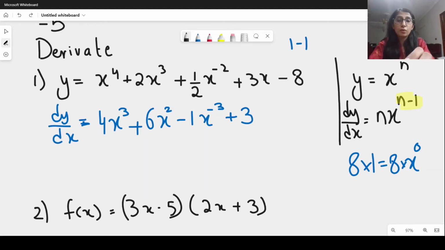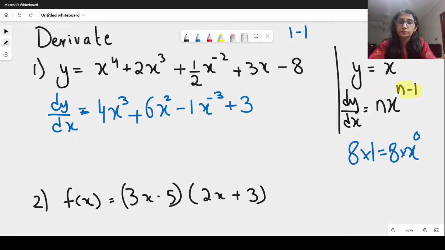So from now on, I expect you to remember that the derivative of an x term is just the coefficient of x. So the derivative of 3x is just 3. And the derivative of a constant term is just 0. Alright, so this is the derivative of this function y.